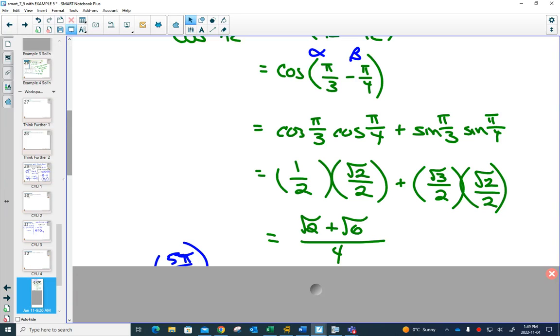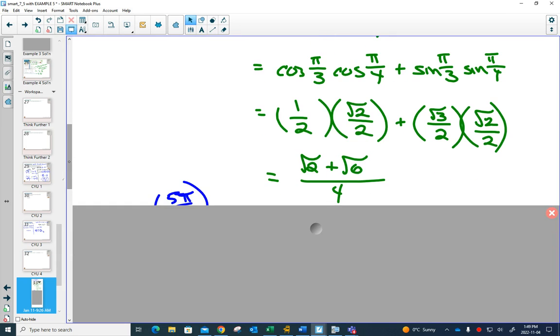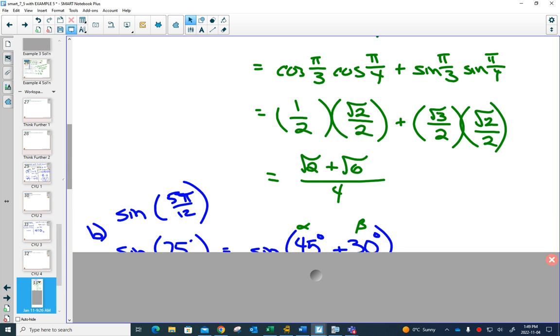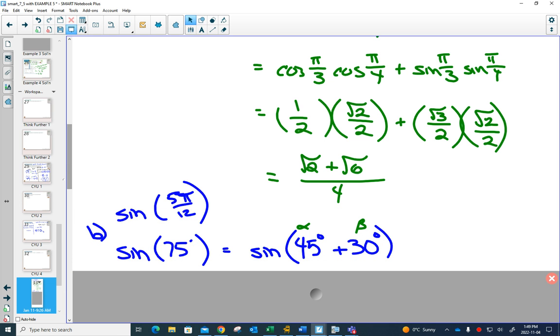Okay. We can get pi over 12 questions in degrees. That's the next question. 75 degrees. Could you figure out two things that add or subtract to 75? 30 plus 45. That's probably the easiest. There's other ones that work.